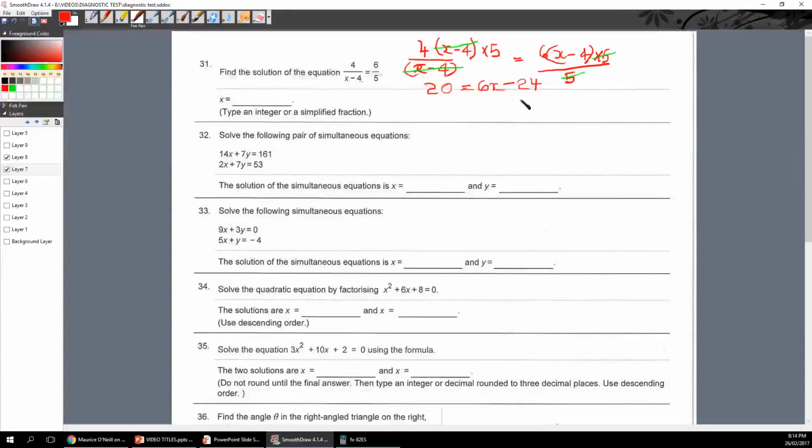Okay, 20 equals 6x minus 24. Now what I'm going to do is add 24 to both sides. And we get 20 plus 24 equals 6x minus 24 plus 24, so that you can see how that gets rid of the 24s.